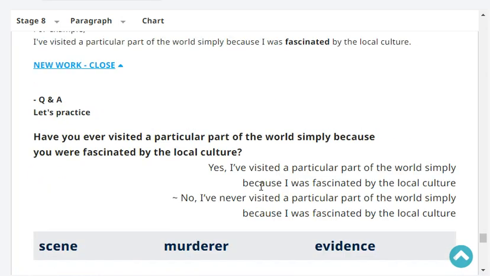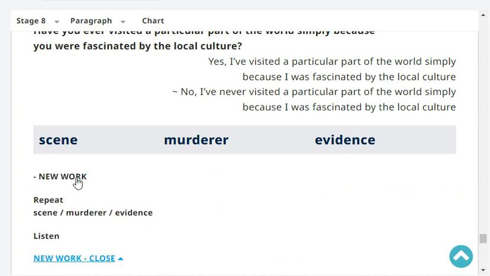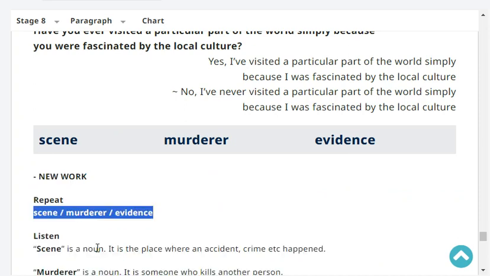Let's practice. Have you ever visited a particular part of the world simply because you were fascinated by the local culture? Yes or no? Yes, I visited a particular part of the world simply because I was fascinated by the local culture. Very good.